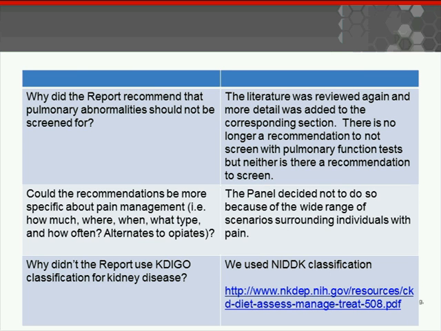So you asked, could the recommendations be more specific about pain management? So, for example, how much, where, when, what type, how often, and what are the alternatives to opiates? And this has been an ongoing panel discussion, but at the end of the day, the scenarios were so wide that the panel wasn't able to dig into all of the possibilities, especially given the science that is there. We were asked, why didn't the report use KDIGO classification for kidney disease? We use the NIDDK classification, and that's found online at this website. Next slide.